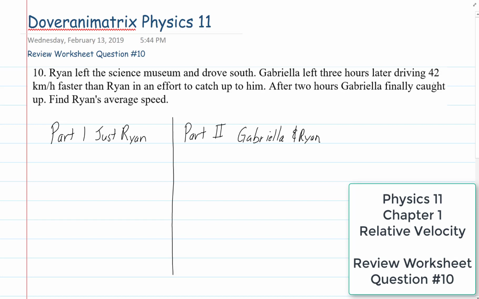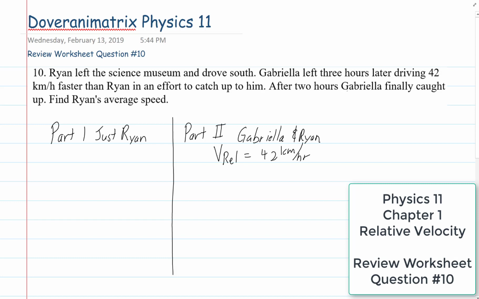Okay, so far we know that there's 2 sections. Ryan left, and then 3 hours later, Gabriella left. And Gabriella was driving at 42 kilometers an hour faster than Ryan. So right away, in that second part, we know the relative velocity. It's given. We don't have to calculate it. VREL is 42 kilometers per hour.